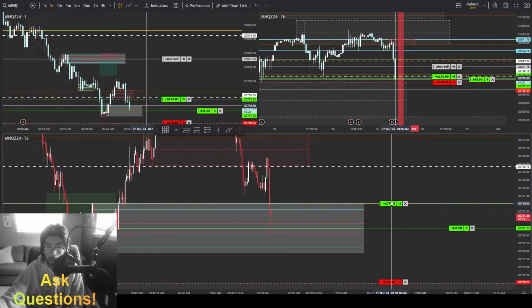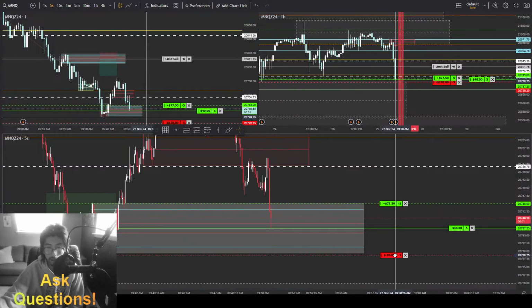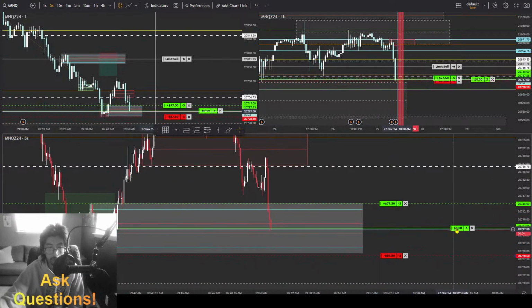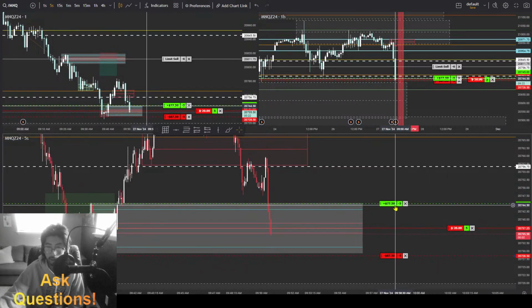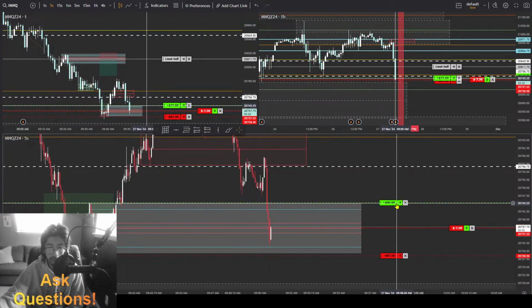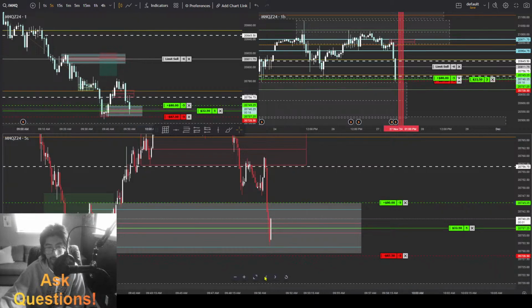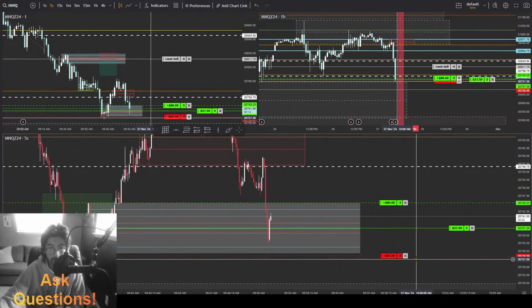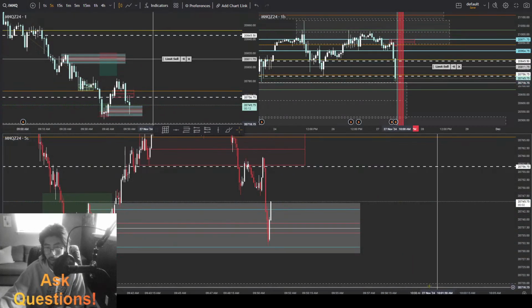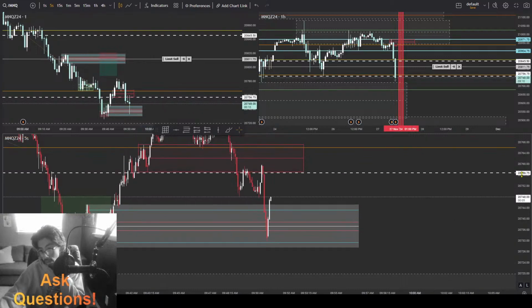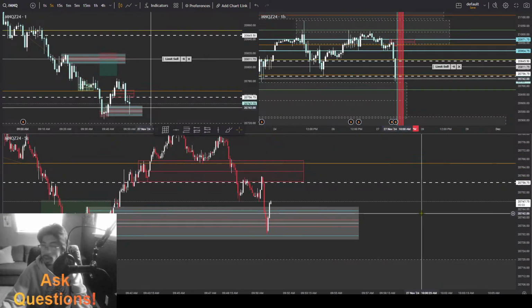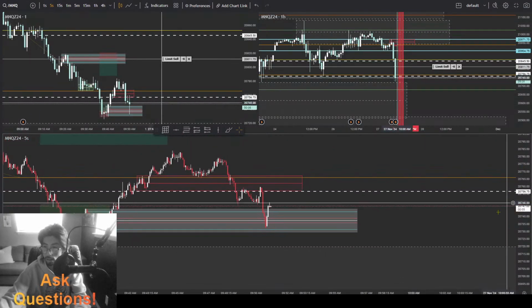Oh, I did not like how we sliced through there. Did not like that at all. Oh, I didn't have time to take my order off. I did not like that. Yeah, my stop's going to get hit here. That was ugly. See, I normally want a reaction before entering, but I didn't get one. My TP hit anyways, but if I didn't catch it in time, I would have taken my order off. Let's just document it.